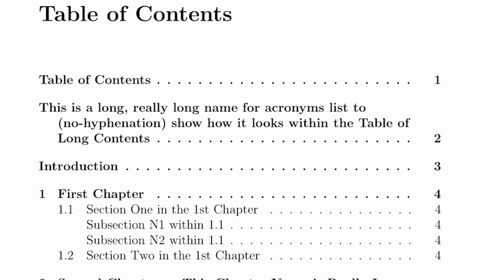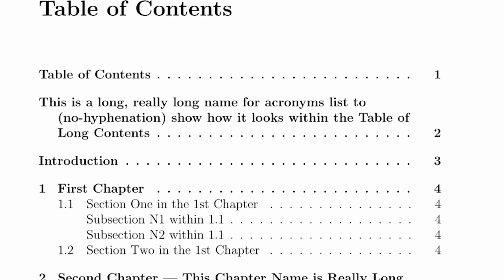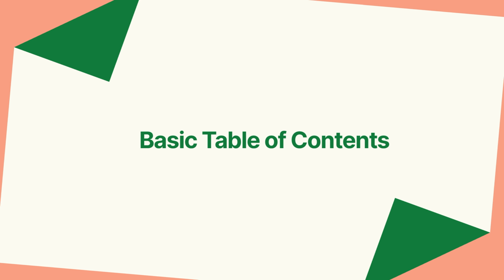So a table of contents, also called TOC, automatically creates a list of chapters, sections and subsections along with their page number. And the best thing about LaTeX is that it updates the TOC automatically whenever your document changes. Let's first start with basic table of contents.